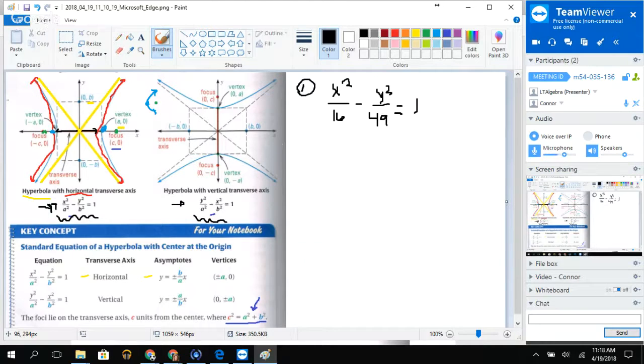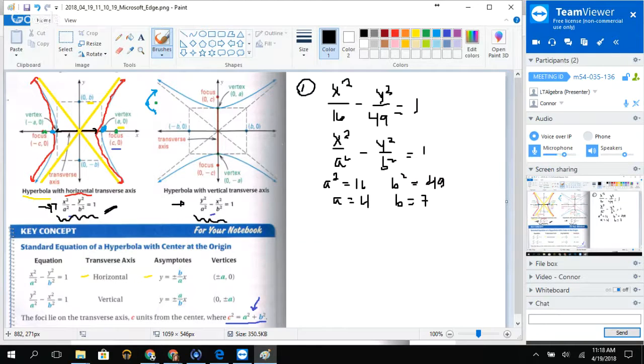So what that tells me is that this matches up with my horizontal formula: x squared over a squared minus y squared over b squared equals 1. Okay, so that means a squared equals 16 and b squared equals 49, or a equals 4 and b equals 7.